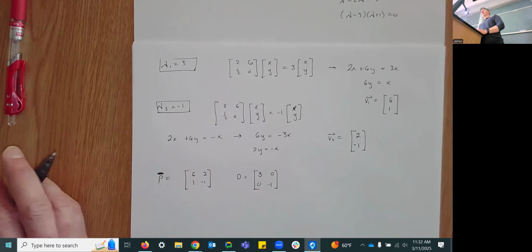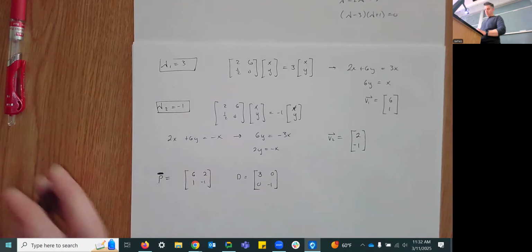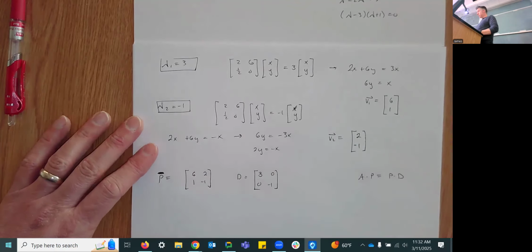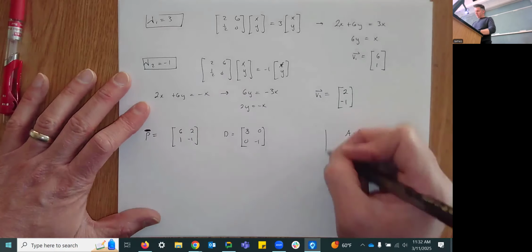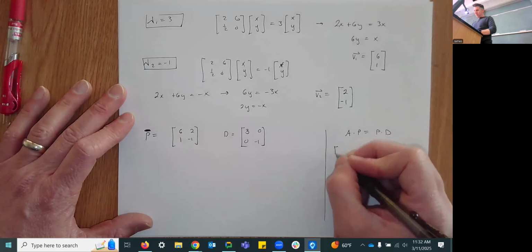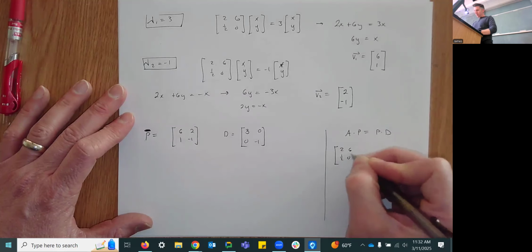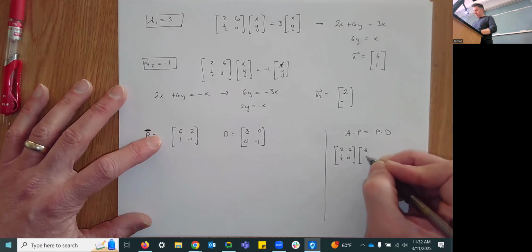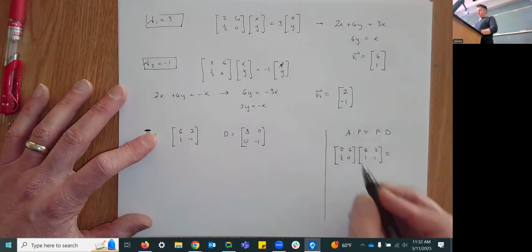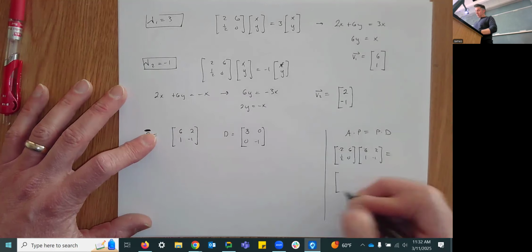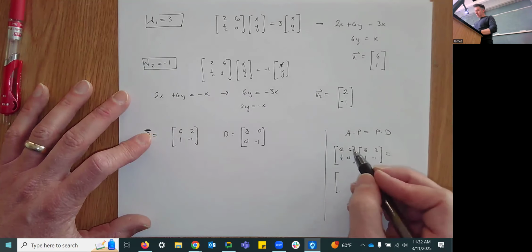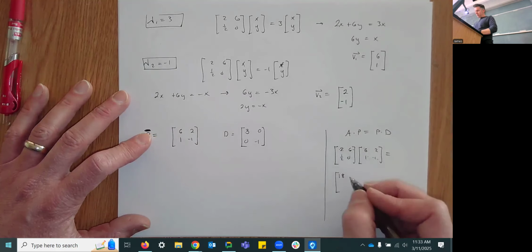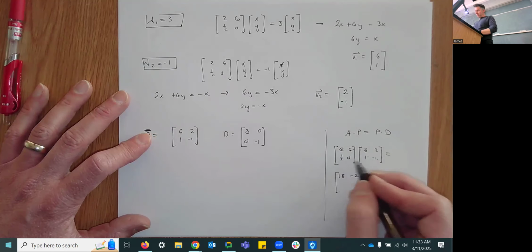I do want to point out, because I kind of think it's cool, that it really is true that A times P is equal to P times D. So you don't need to write this down, but just off to the side, if we look at A times P, 2, 6, 1/2, 0 times the matrix of eigenvectors, 6, 1, 2, negative 1. Look what we get. 2 times 6 plus 6 times 1 is 18. 2 times 2 plus 6 times negative 1 is 4 minus 6, which is negative 2. 1/2 times 6 plus 0 times 1 is 3.